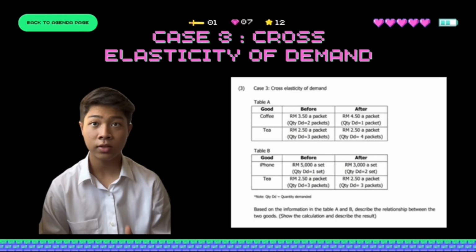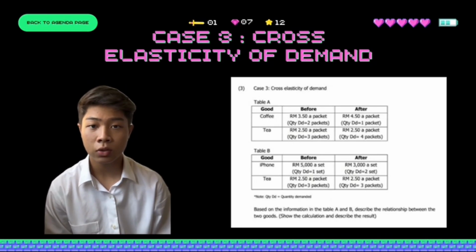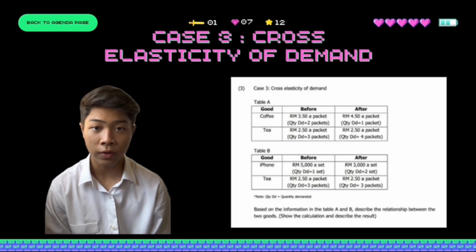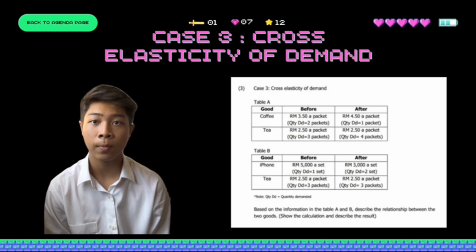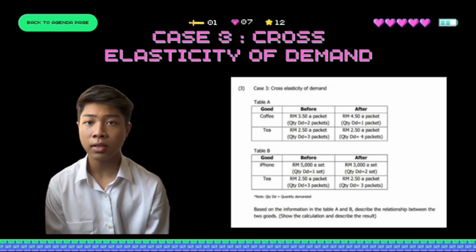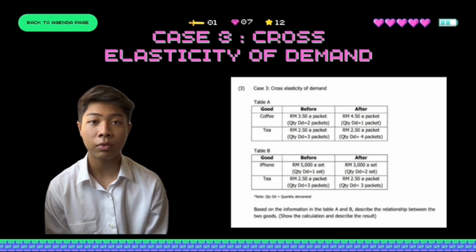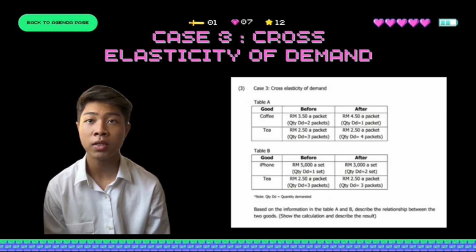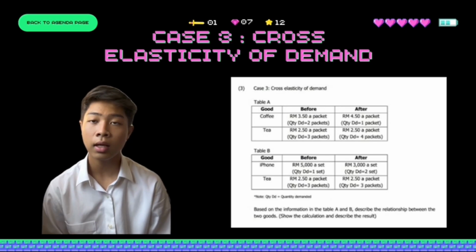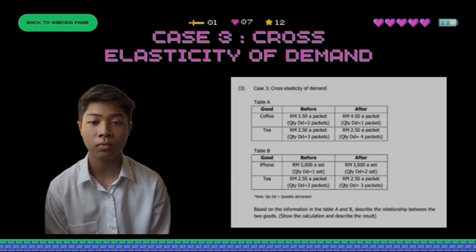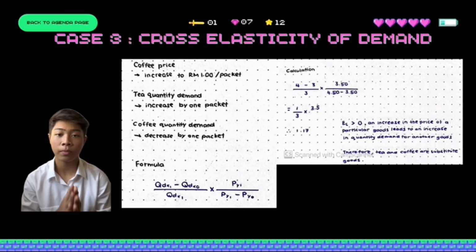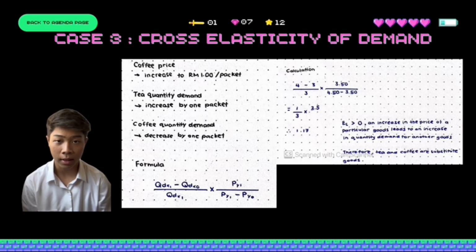I'm going to present case 3, cross elasticity of demand. So we have table A for coffee and tea, and table B for iPhone and tea. The question is, based on the information in tables A and B, describe the relationship between the two goods. Show the calculation and describe the result. For table A, the coffee price increased by 1 ringgit per packet. So the quantity demanded for tea increased by 1 packet. Meanwhile, the quantity demanded for coffee decreased by 1 packet.